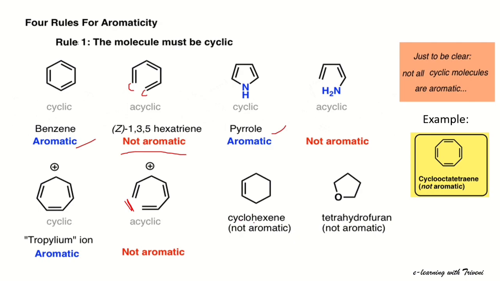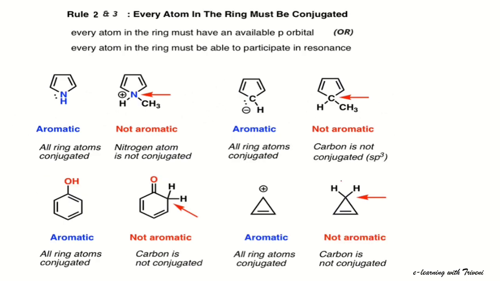And cyclohexene, this is also not aromatic. Tetrahydrofuran is also not aromatic. And you should get one idea clearly: all cyclic molecules are not aromatic. One example is cyclooctatetraene. Even though it is cyclic, it is not aromatic, because it is not obeying Huckel's rule, the 4n+2 rule, that is the reason it is not aromatic.